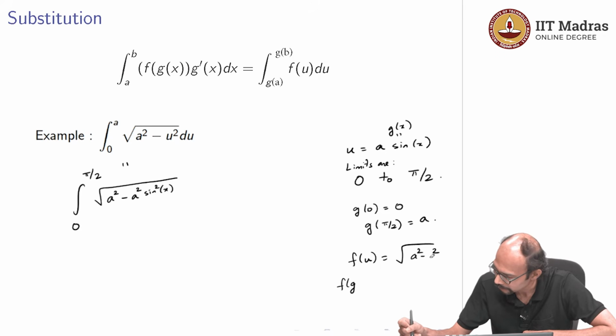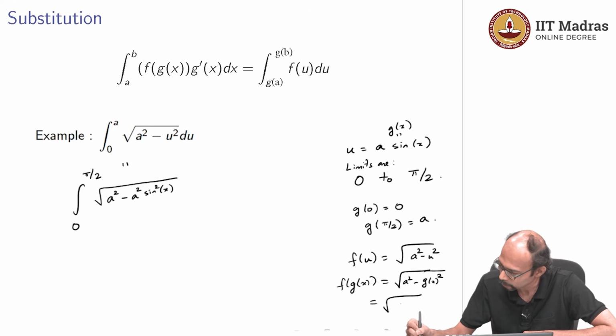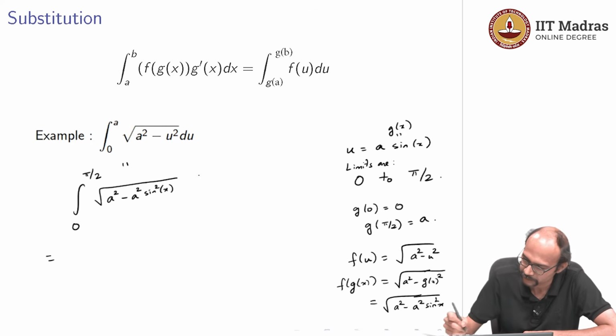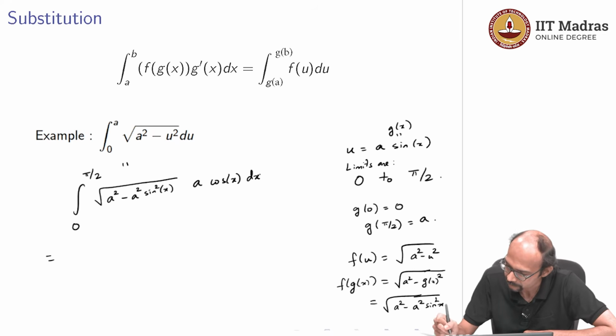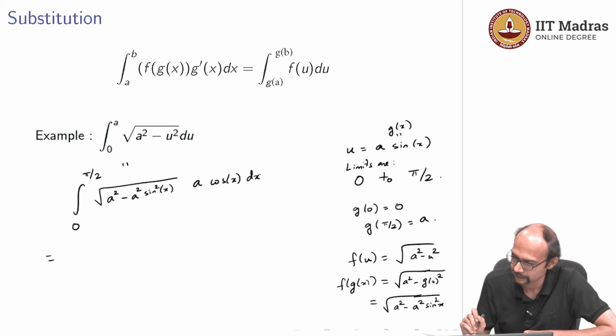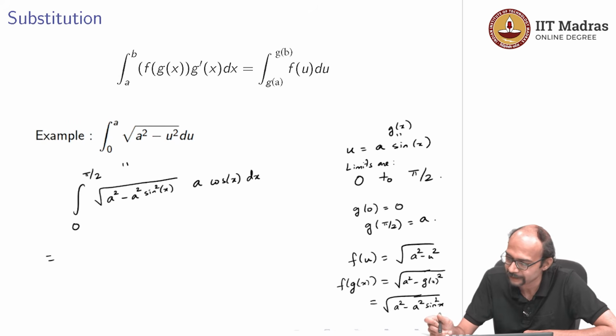So f of u is root of a squared minus u squared, and so f of g of x is root of a squared minus g of x the whole squared, which is root of a squared minus a squared sine squared x. Okay, so I hope I have completely explained this if you are seeing this for the first time. And now I have to do more, right? I have to multiply this by g prime of x. So I have to multiply this by a times cosine of x, and then I have dx, right.